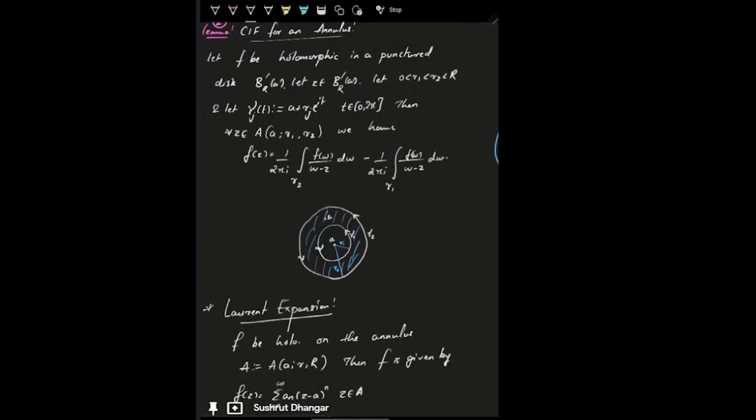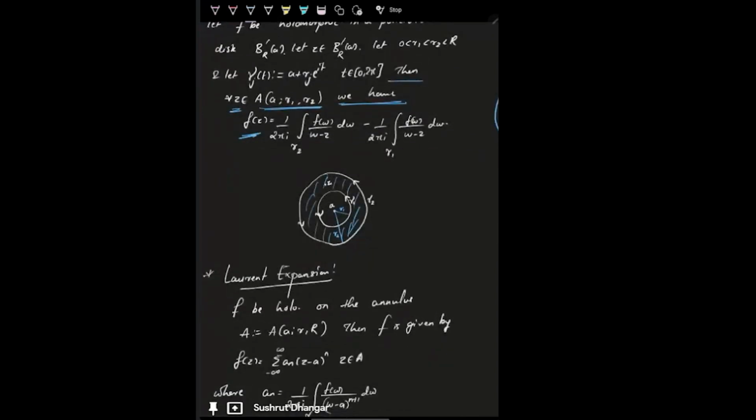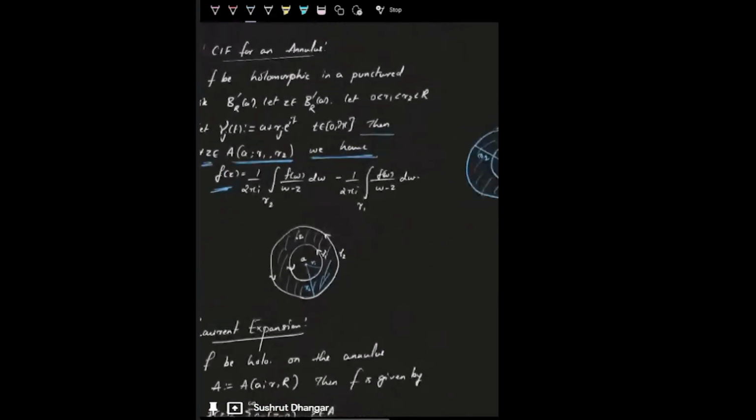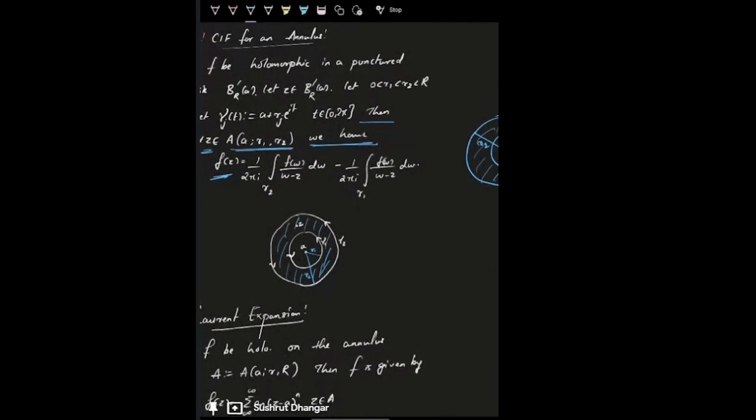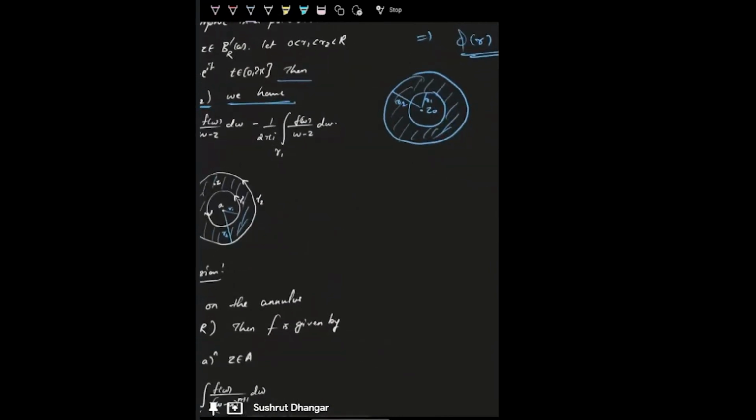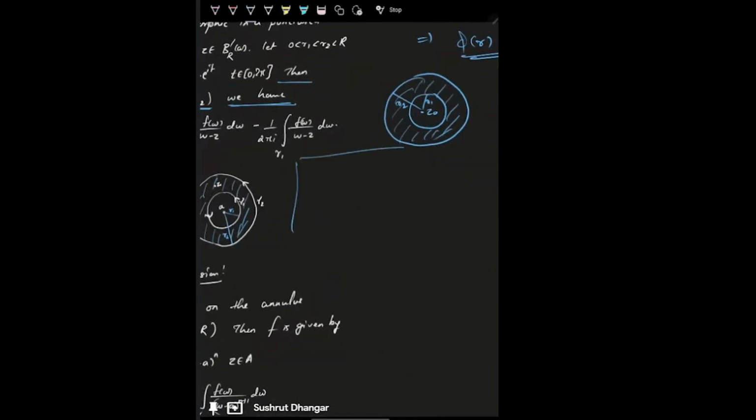All right, and when doing so, given any z in this annular region, we can define f of z equal to 1 by 2 pi i times the integral over gamma 2 of f of w by w minus z dw, minus 1 by 2 pi i times the integral over gamma 1 of f of w by w minus z dw. Again, the proof of this is not so difficult. I'll give a hint for how to prove this.